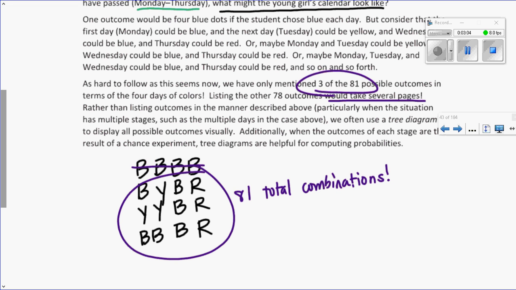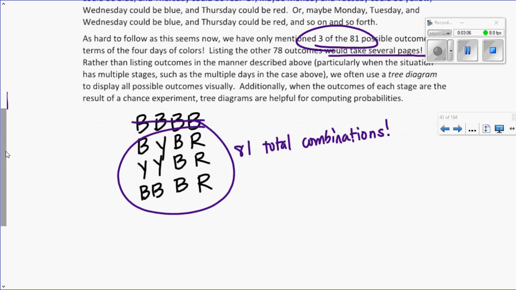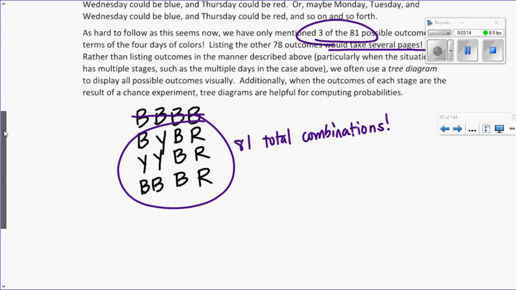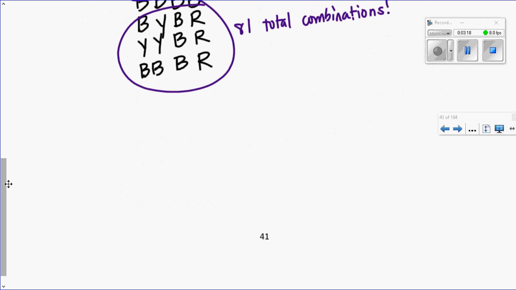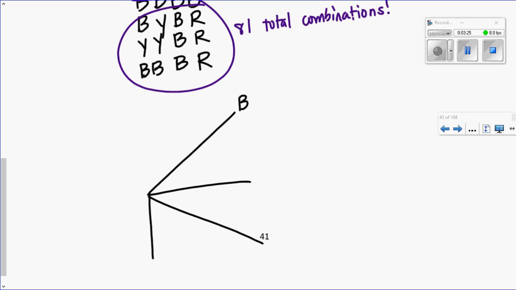Actually, even for this one, I think that the tree diagram would be too confusing. I think the tree diagram has too many branches here. The way that you could see it is, I'm only going to do the first couple stages. A tree diagram looks like this. The first day could be blue. Sorry, I actually made too many branches there. The first day could be blue.